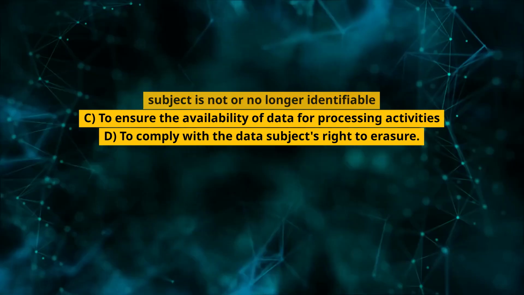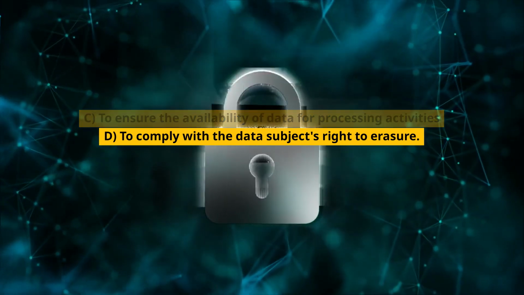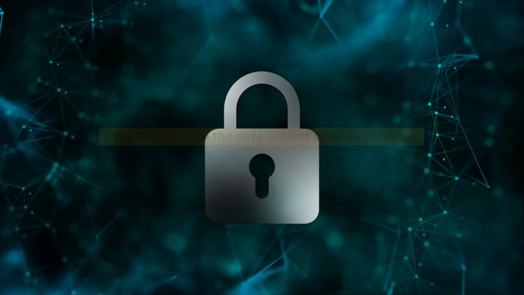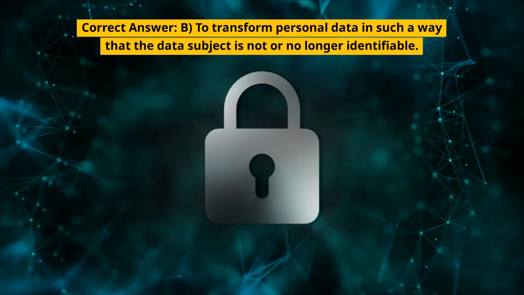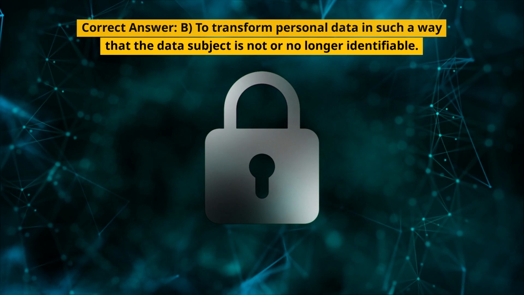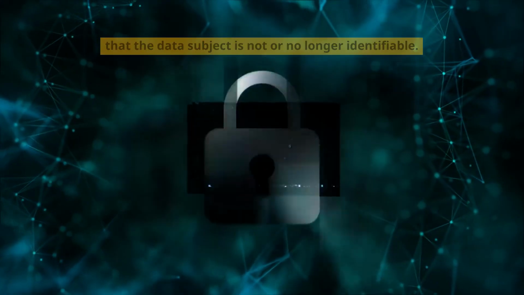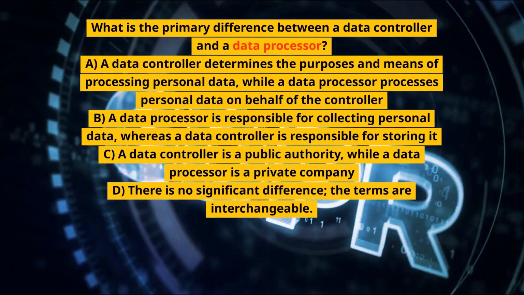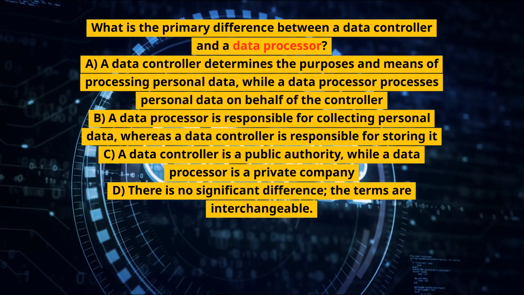To ensure the availability of data for processing activities. D. To comply with the data subject's right to erasure. Correct answer: B. To transform personal data in such a way that the data subject is not or no longer identifiable. What is the primary difference between a data controller and a data processor?